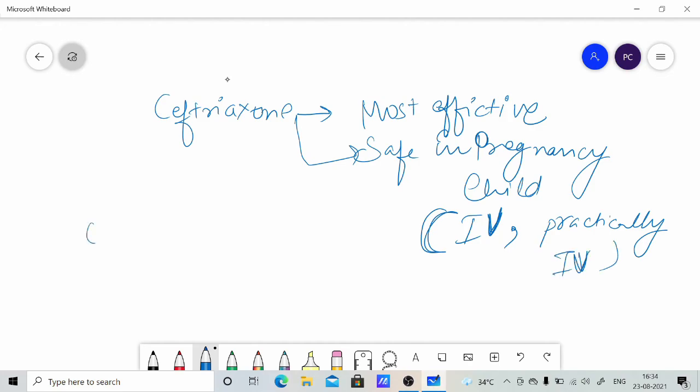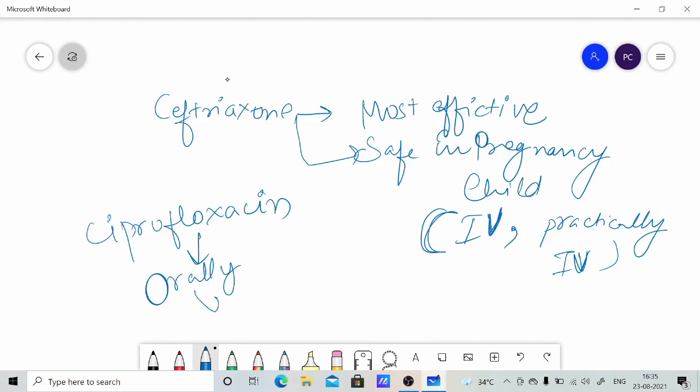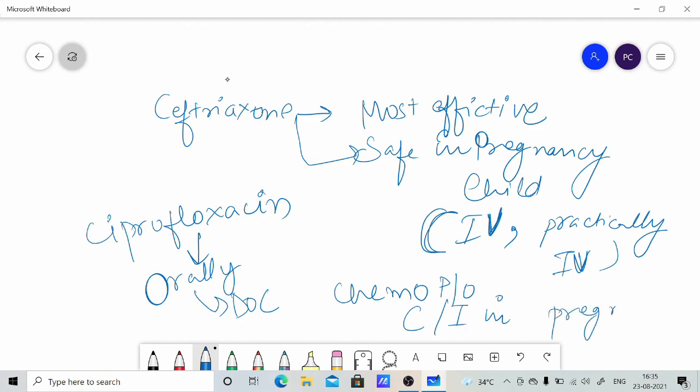So another drug we discussed is ciprofloxacin. This is an oral drug, although not as effective as ceftriaxone, but still it is effective. This is the drug of choice we consider for chemoprophylaxis. For mass prophylaxis, this drug is given, but it is again contraindicated in pregnancy and for children also. So this was all about penicillins.